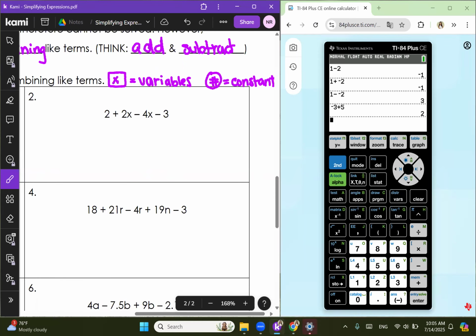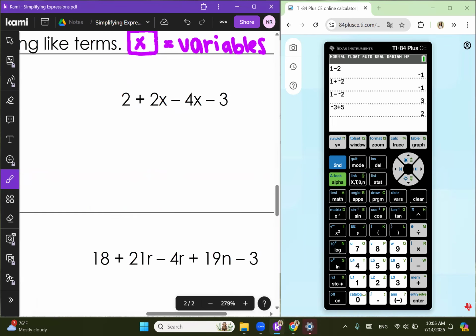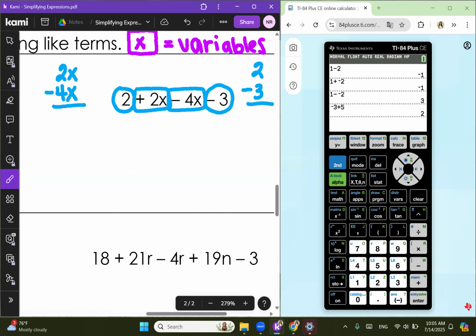Number 2. First number is a constant, so what do? Draw a circle around it. The next one has a variable, box, variable, box, constant, or number by itself without a variable, circle. So I'm going to do my letters over here, 2x minus 4x, and then on this side, 2 minus 3.